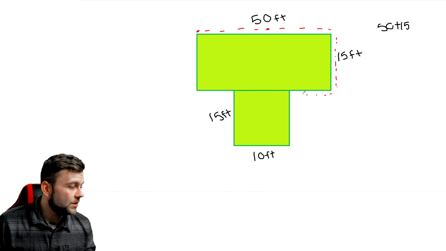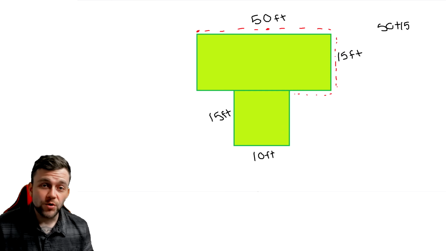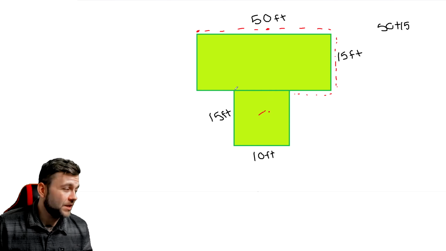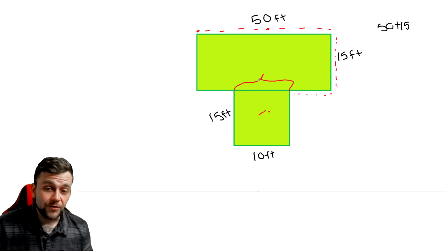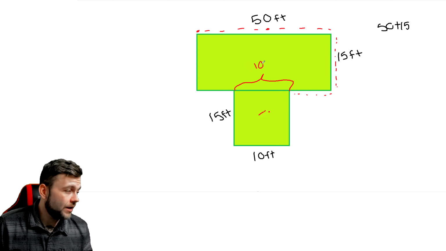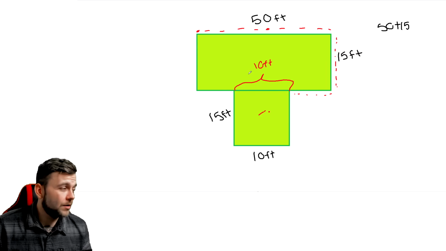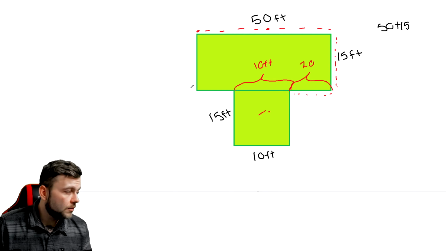What is this length right here? We have to assume that this square here is right in the middle. And that means that this length right here, or it's a rectangle technically, is 10 feet. Okay? And it's spot in the middle. So we have 20 over here, and another 20 over here.